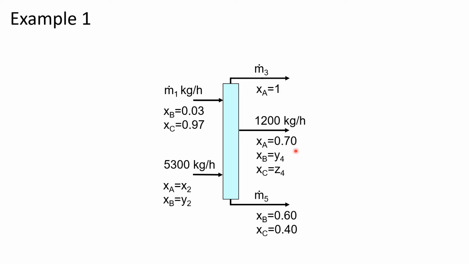So our goal is going to be to determine all the unknown quantities over here, all the unknown flows that are designated by an M dot with a subscript, and then all the unknown mass fractions, which are denoted by X, Y, and Z with a subscript.